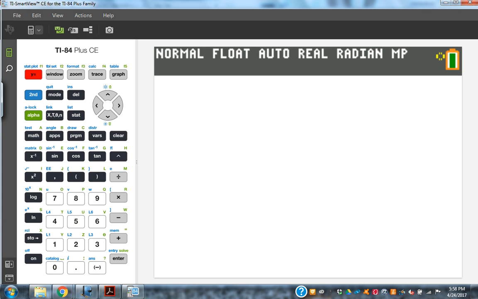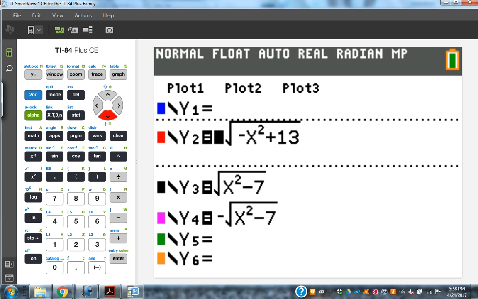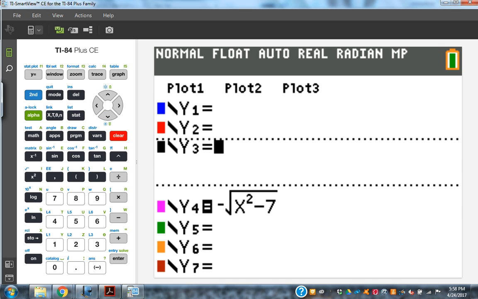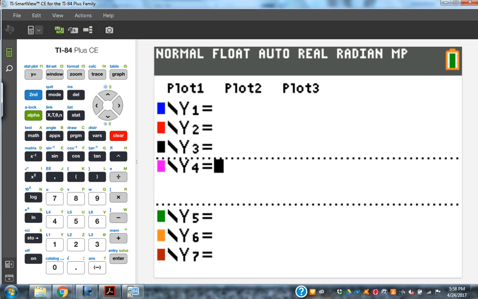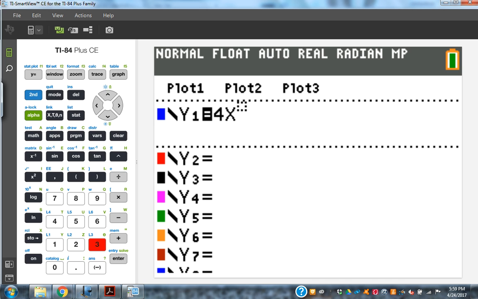All right, so y equals, I got a bunch of stuff from today. Get rid of that. All right. It's the cubed root of, or no, 4x to the third. 4x raised to the third plus 2. And just hitting graph. See what that does.